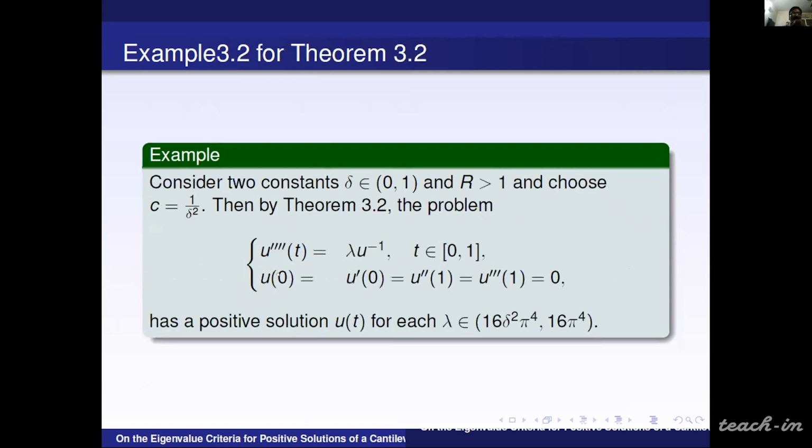For c greater than 1, a constant quantity, it will have a positive solution in this region. Similarly, for the second theorem also, if you consider two constants, delta in 0 to 1 and c greater than 1, and c equal to 1 by delta square, delta in 0 to 1, then this problem has a positive solution for each R. And remember, this one is the first eigenvalue we are getting there.